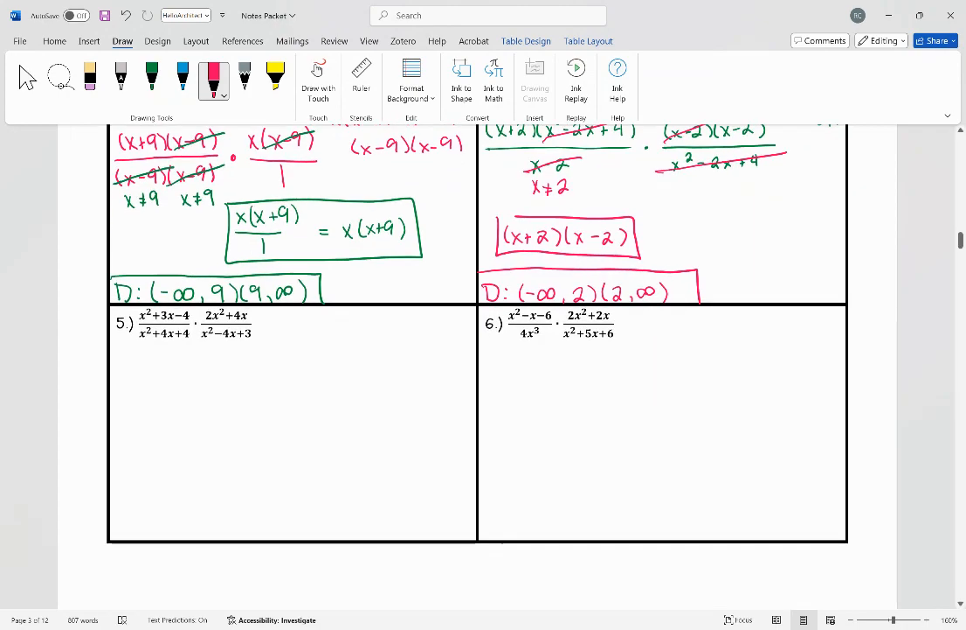Okay, number 5. Top left factors to x plus 4, x minus 1. Bottom left is going to be x plus 2, x plus 2. Top right, I can pull out a GCF of 2x. And then the bottom right is going to be x minus 3, x minus 1.